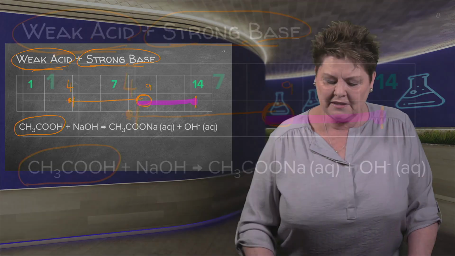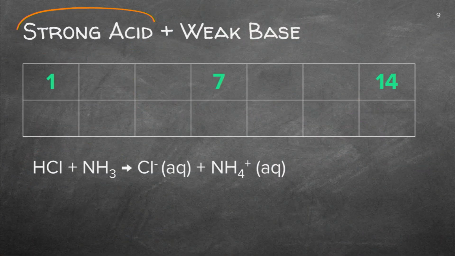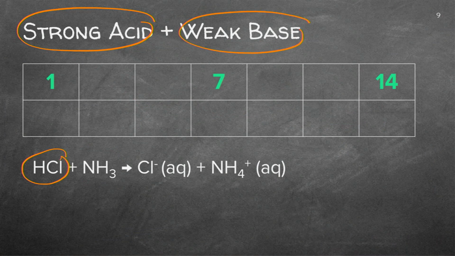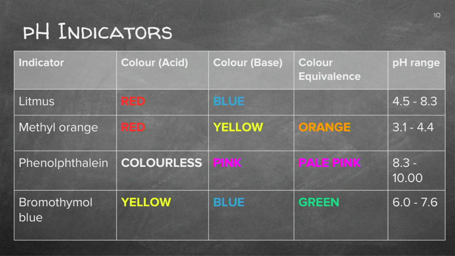Finally, what happens if I take a strong acid, like hydrochloric acid, with a weak base? Now again, a strong acid is here, going this side, and a weak base will start somewhere here and go there. And can you see, you will be probably around the 4 where you get your endpoint. So you need to know that a strong acid and a weak base is different than a strong acid and a strong base.